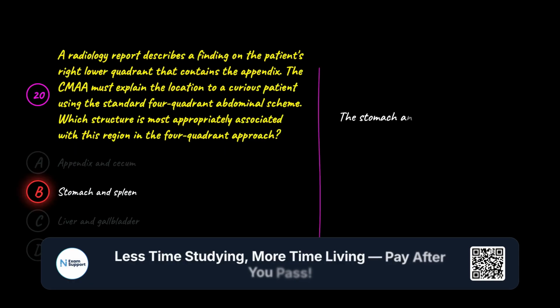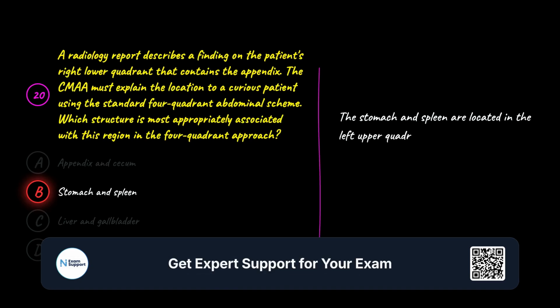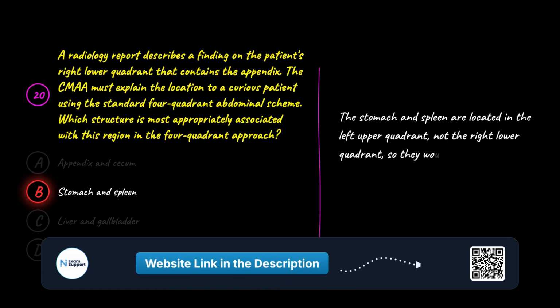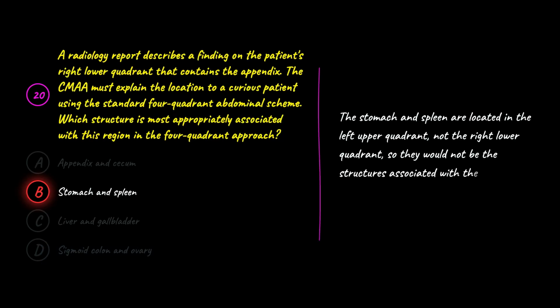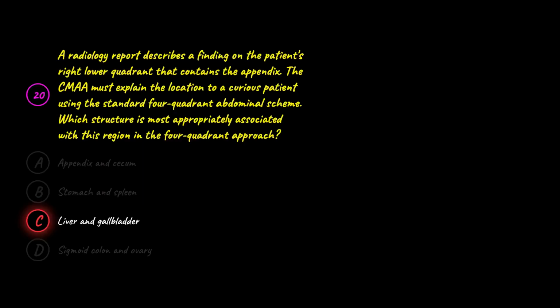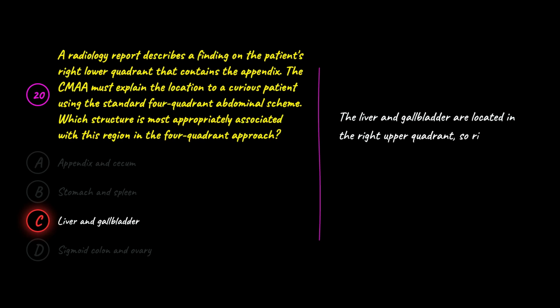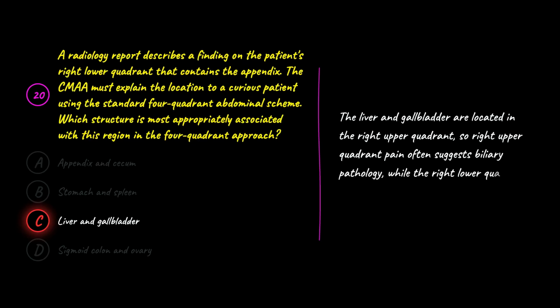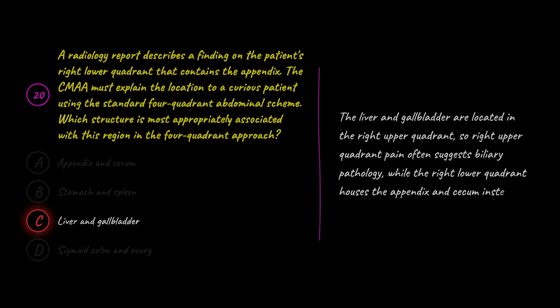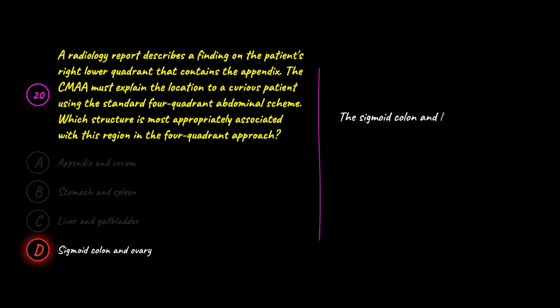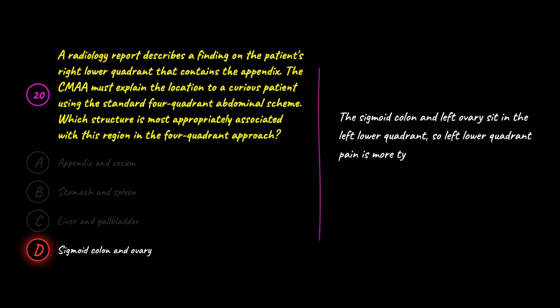B is wrong because the stomach and spleen are located in the left upper quadrant, not the right lower quadrant, so they would not be the structures associated with the appendix region described in the report. C is wrong because the liver and gallbladder are located in the right upper quadrant, so right upper quadrant pain often suggests biliary pathology, while the right lower quadrant houses the appendix and cecum instead. D is wrong because the sigmoid colon and left ovary sit in the left lower quadrant, so left lower quadrant pain is more typical for diverticulitis or left-sided pelvic causes than the right lower region.